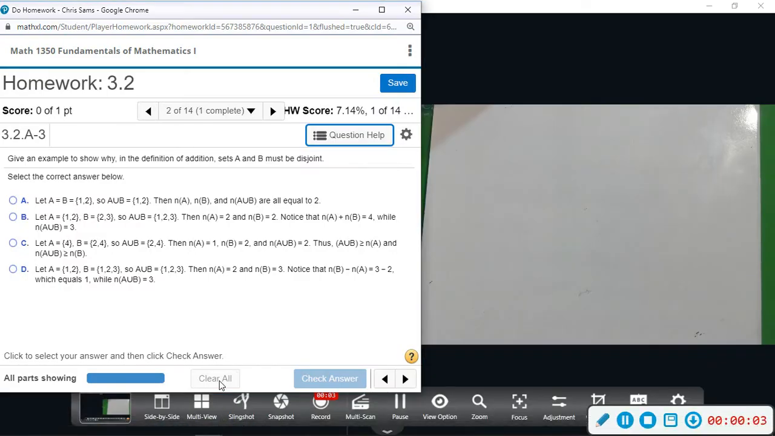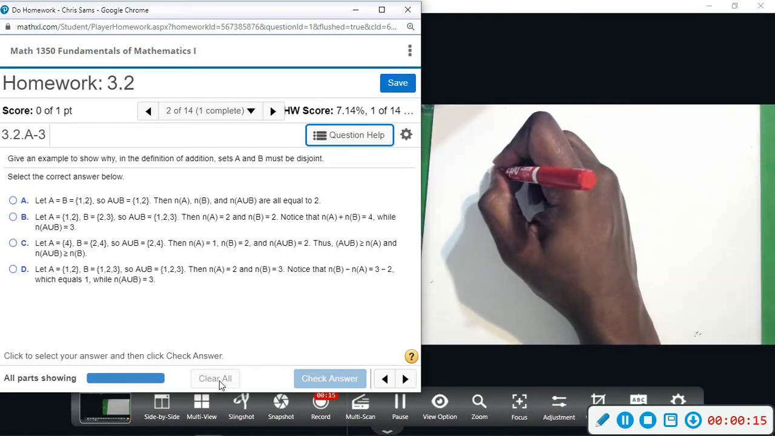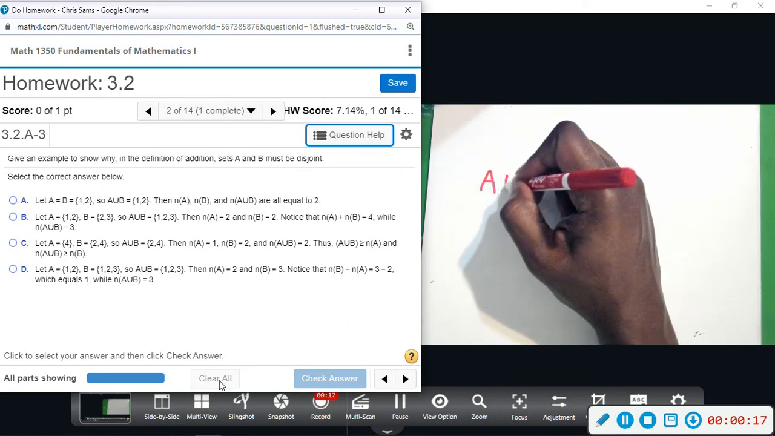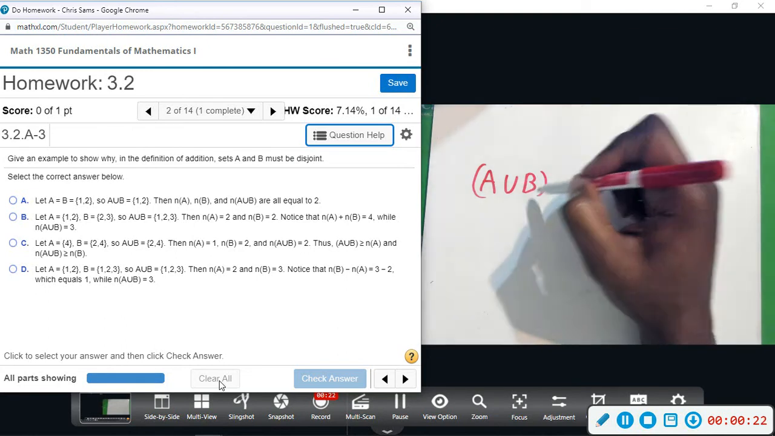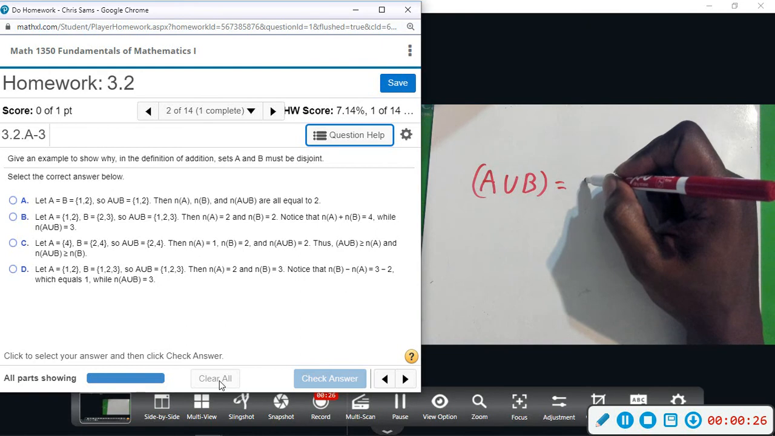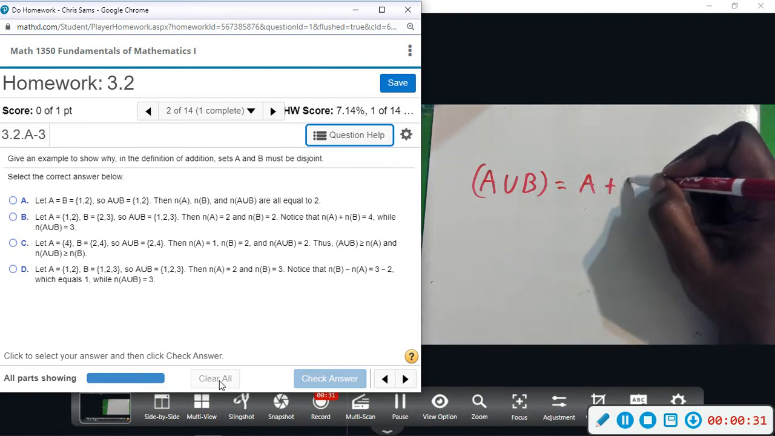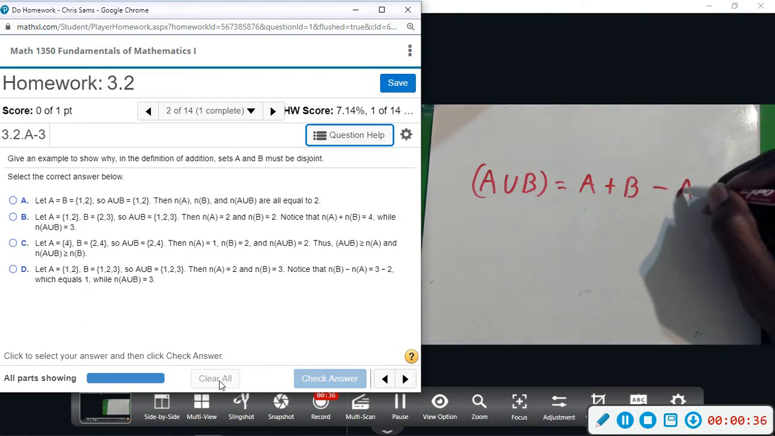Okay, number 2 says give an example to show why the definition of addition of sets must be disjoint. So what you might recall from a previous section is that A union B, the definition of union of sets, is equal to A plus B minus A intersect B, the overlap.